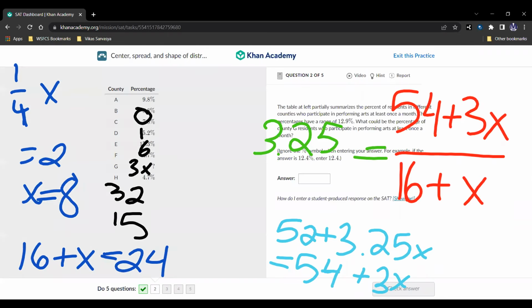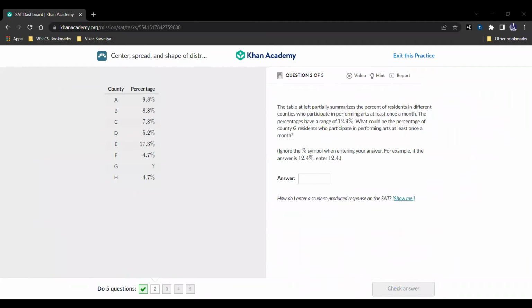Let's move on to the next question. All right, question number 2, here it is. And it says, the table at the left partially summarizes the percent of residents in different counties who participate in performing arts at least once a month. The percentages have a range of 12.9%. What could be the percentage of County G residents who participate in performing arts at least once a month?